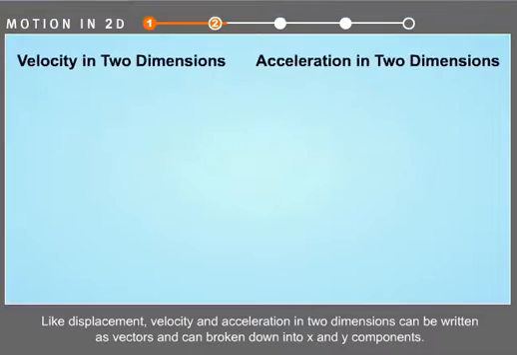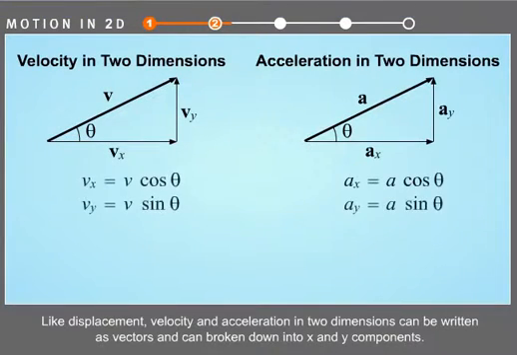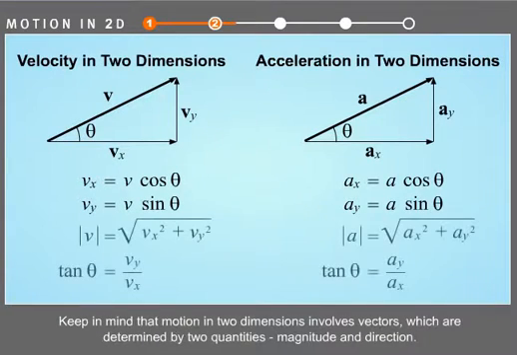Like displacement, velocity and acceleration in two dimensions can be written as vectors and can be broken down into x and y components. Keep in mind that motion in two dimensions involves vectors, which are determined by two quantities, magnitude and direction.